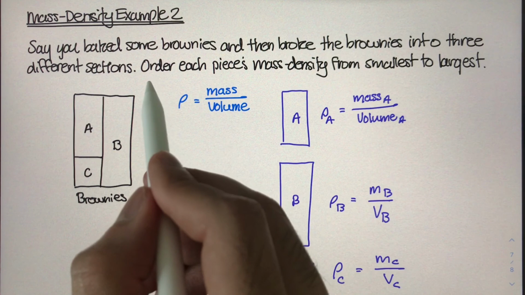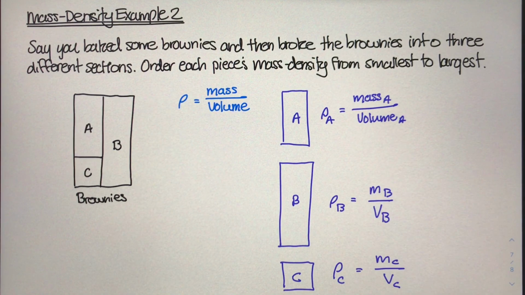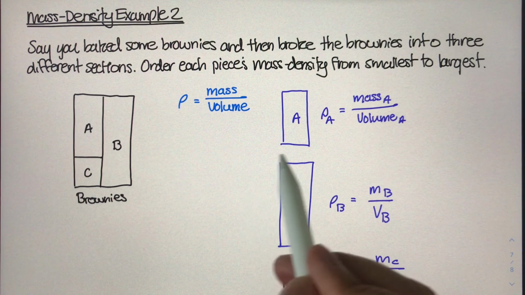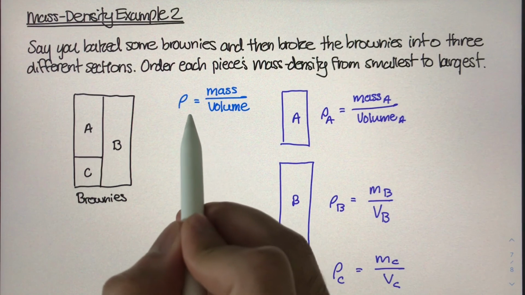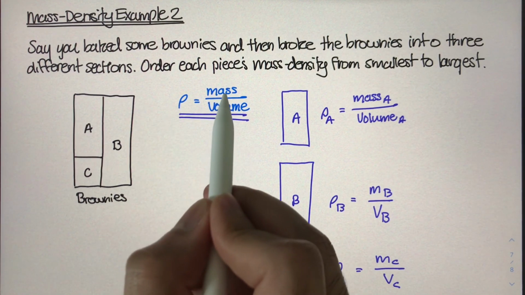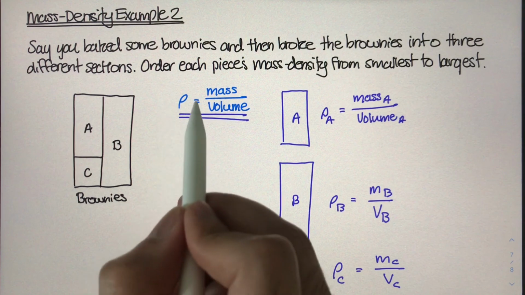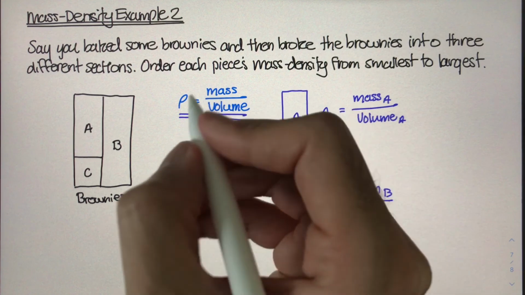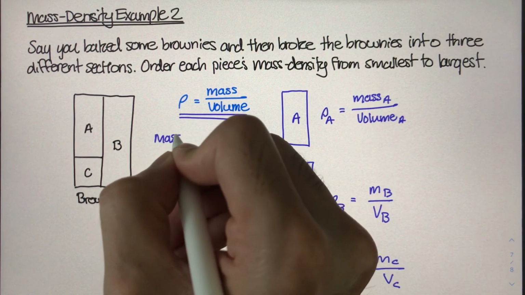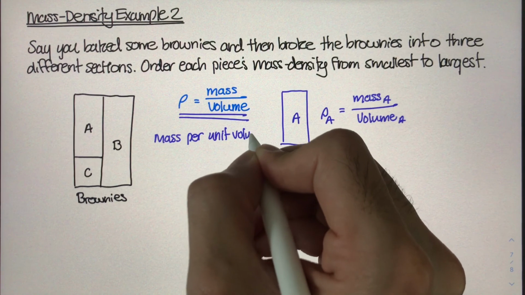But the question asks, order each piece's mass density from smallest to largest. And just by looking at how we cut these pieces, you might say that, well, since piece C is smaller, that's probably going to have the lowest mass density. And if piece B is the biggest piece, then that might have the highest mass density. But remember, this relationship between mass and volume, which is what we call mass density, is the ratio of mass per unit volume. So mass per unit volume, right?